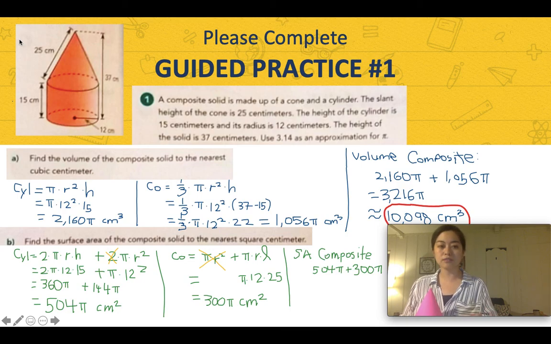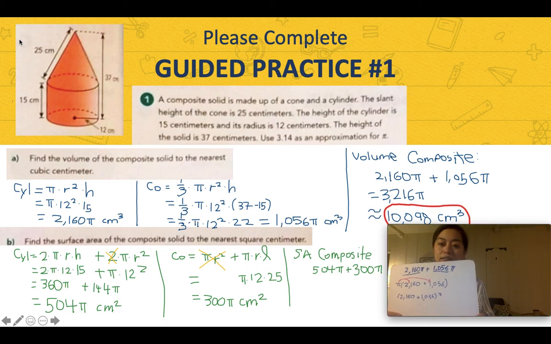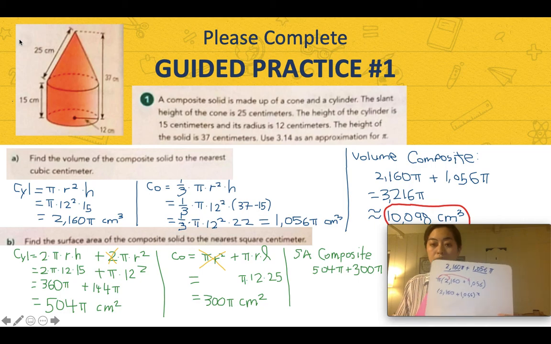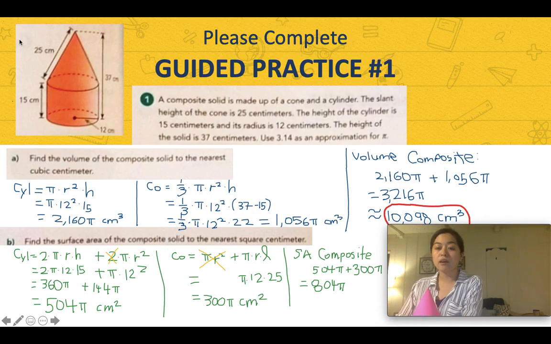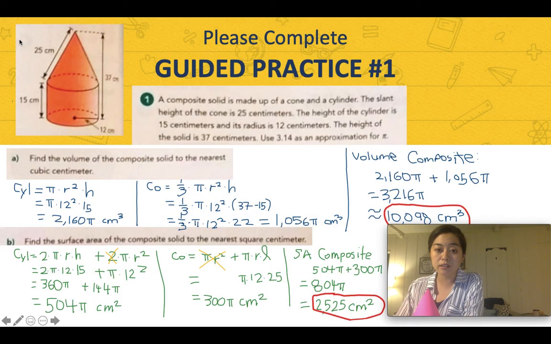And then the surface area of the composite solid is the surface area of the cylinder plus the surface area of the cone, which is 504 pi plus 300 pi. And again, I did this similar thing where I factored out pi, okay? And then that'll eventually become 804 pi. And at this final step, I'm going to let pi be approximately 3.14. And then the answer is when we round it to the nearest centimeter, right? It doesn't say round it to the nearest tenth or the hundredth. It says round it to the nearest centimeter. So that's a whole number. It becomes 2,525 square centimeters. Okay?